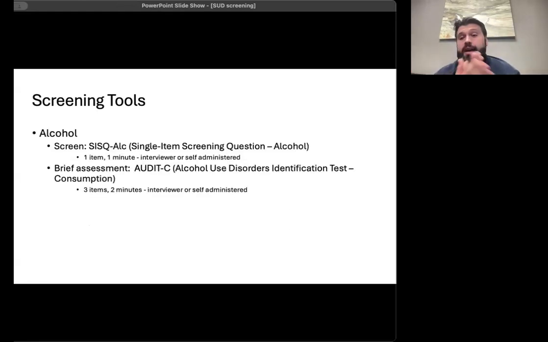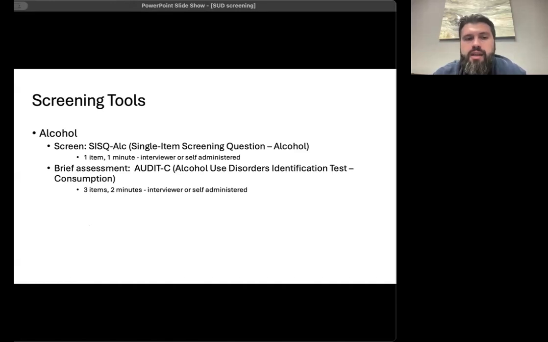So I broke these down into screening tools, based on that initial screen, and then a brief assessment, and then that potential diagnosis or assessment that occurs afterwards. And we broke them down by alcohol, substance use, or combined alcohol and substance use. For alcohol screening tools, I'm just going to talk about two different things here.